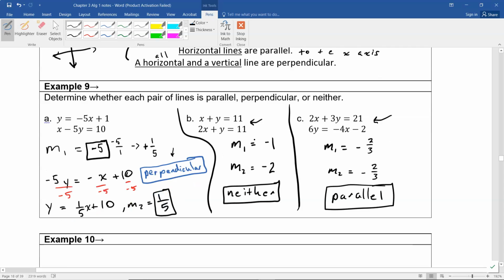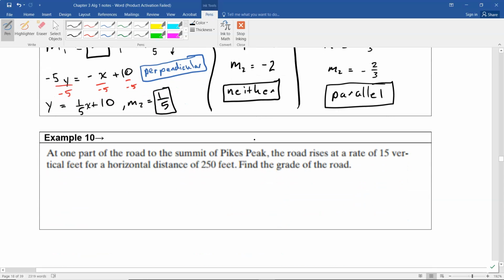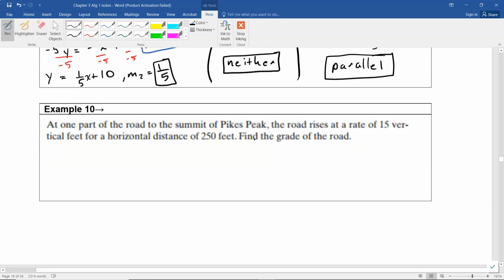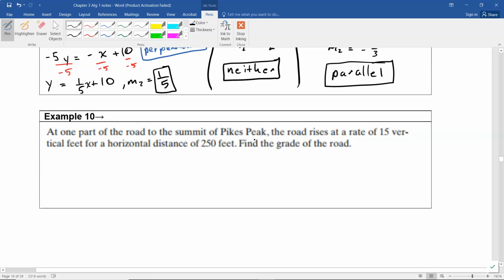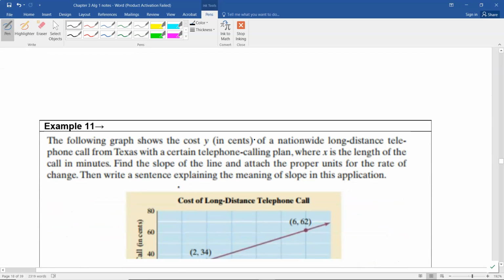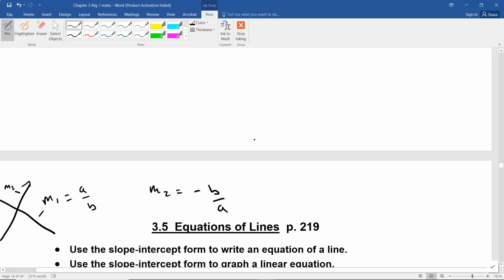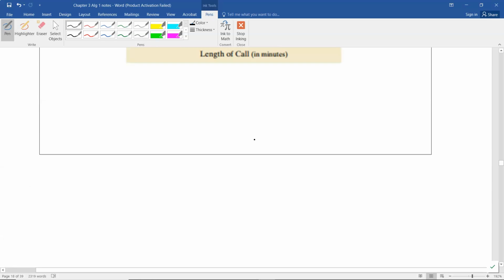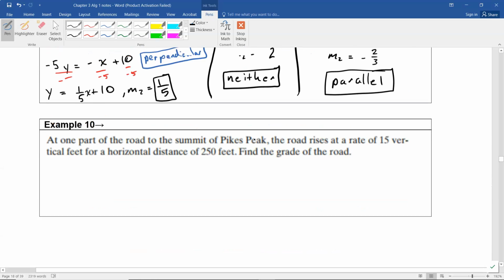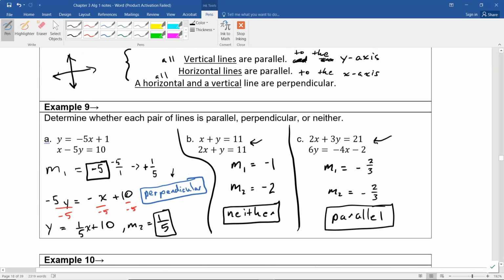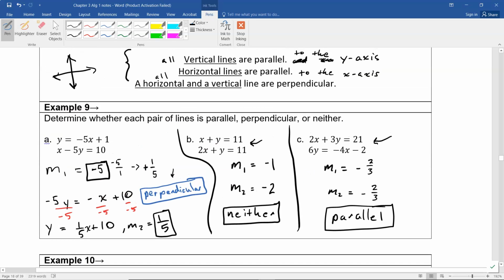Okay, so I believe example 10 is something that I wanted to get to, but I was not able to get to in class, so we don't have to worry about example 10 or example 11. So this is the end of this section, and then I'll make a video tomorrow about 3.5. So hope this was helpful, guys, and I'll see you in class later.